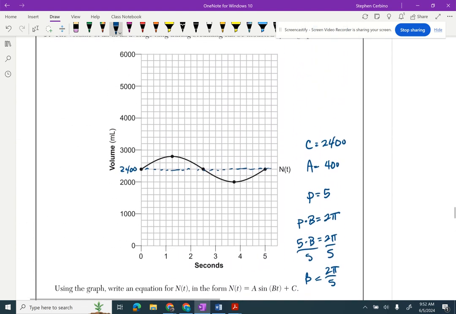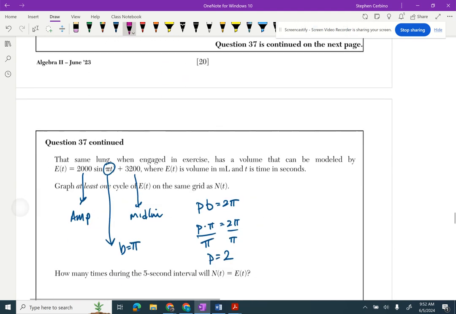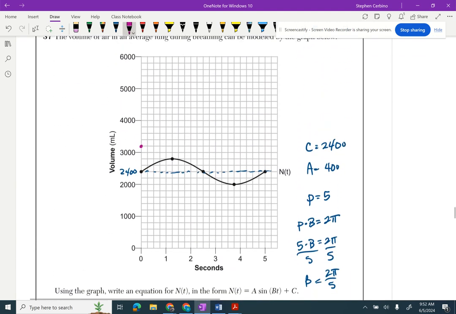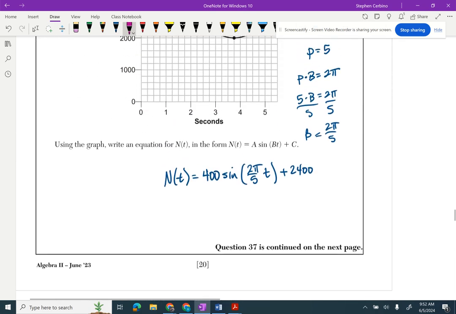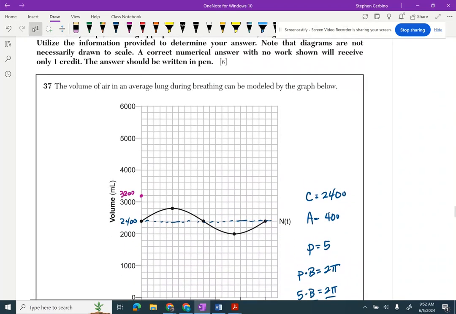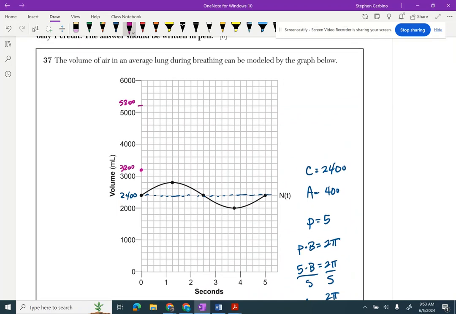So when I graph this exercise function, it's still a sine curve, so it's going to start at the midline, 3,200. The amplitude is going to be 2,000. So I have to go up 2,000 from 3,200, which puts me at 5,200. And I need to go down by 2,000, so I'd be at 1,200.